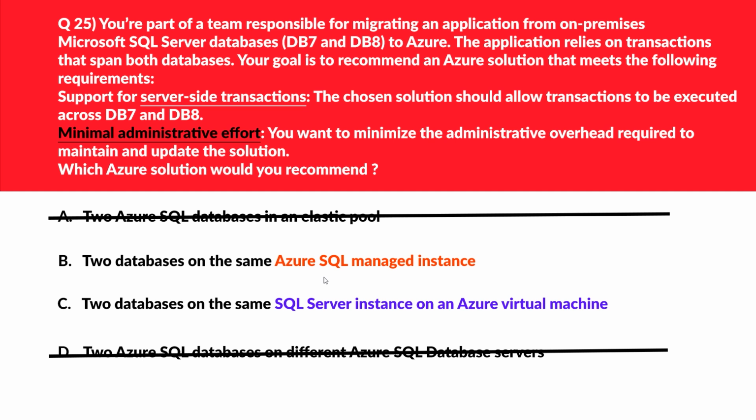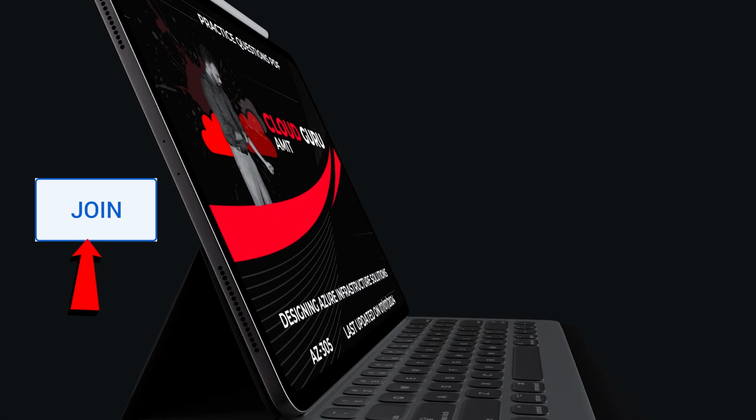Option B, if we look, uses Azure SQL Managed Instance, which involves minimal administrative effort as compared to option C, that is two databases on the same SQL Server instance on Azure VM. So on the basis of that, we'll keep option B because option B is better in terms of administrative effort, and reject option C, and lock B as the correct answer.